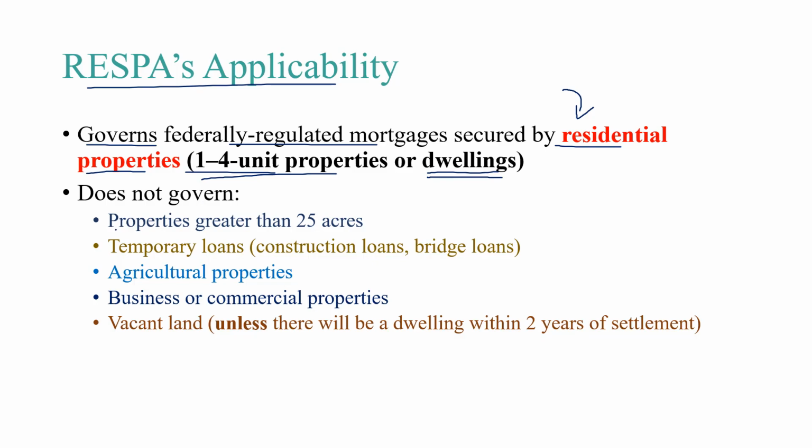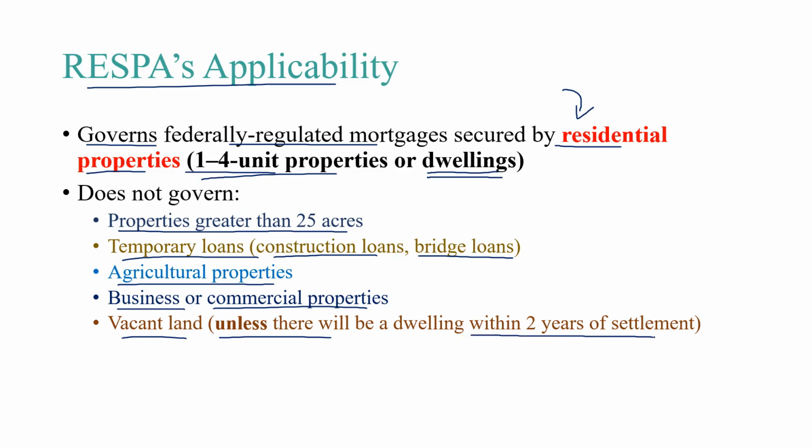It does not govern properties greater than 25 acres. It does not govern temporary loans, such as construction loans or bridge loans. It does not govern agricultural properties. It does not govern business or commercial properties. And it does not govern vacant land unless there will be a dwelling within 2 years of settlement.